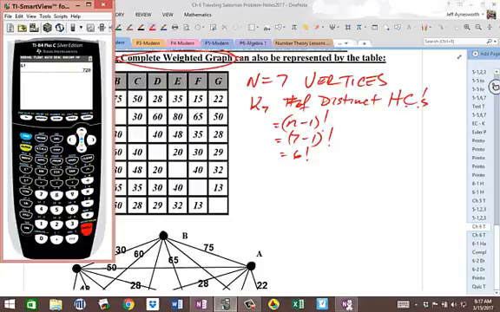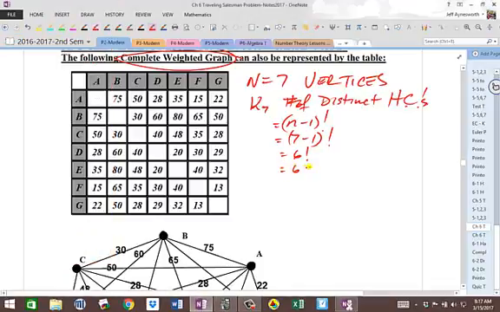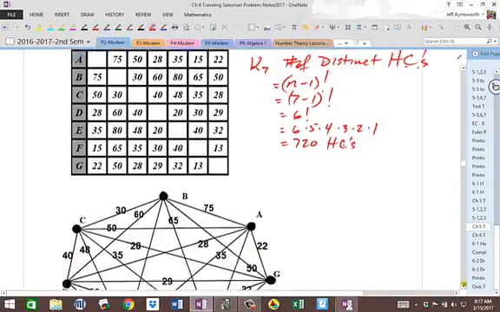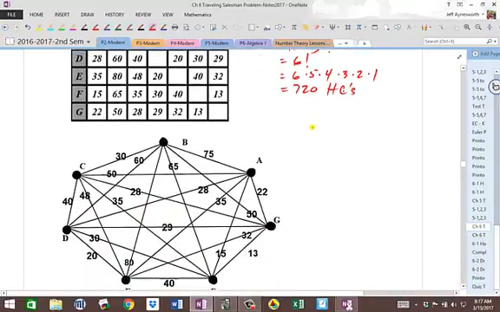And that should make sense because 6 times 5 times 4 times 3 times 2 times 1. Let me see, that's 6, 24, 120 times 6 is 720. There's 720 Hamilton circuits here. All right, and that is way, way too many to list them all. There's 360 of them, and they're mirror images, or opposites, or reverses. So we're not going to list them all.